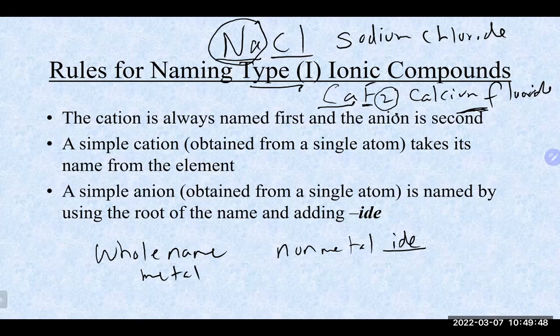Yeah, so that's what it's talking about here. Basically, it has a fixed charge. And if you had just the cation by itself, you would name it like we saw on the previous slide. Like if you had just Ca2+ by itself, you would call it the calcium ion. Or if you had the F- by itself, you would call it the fluoride ion. And that's basically what we're doing with type 1. It's putting those names together when they come together in an ionic compound. Other questions?